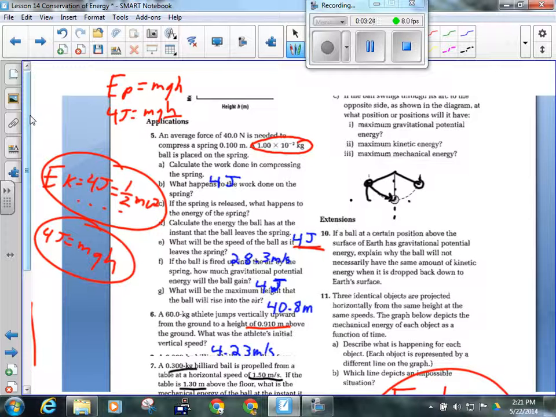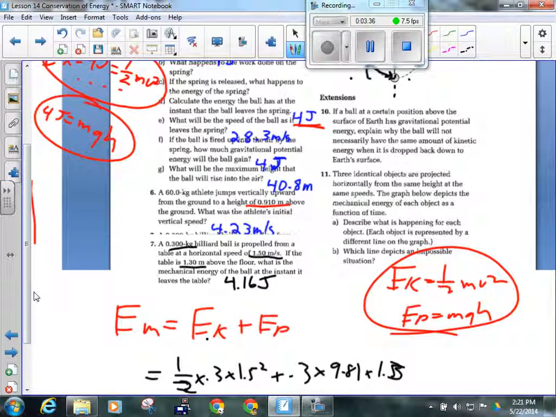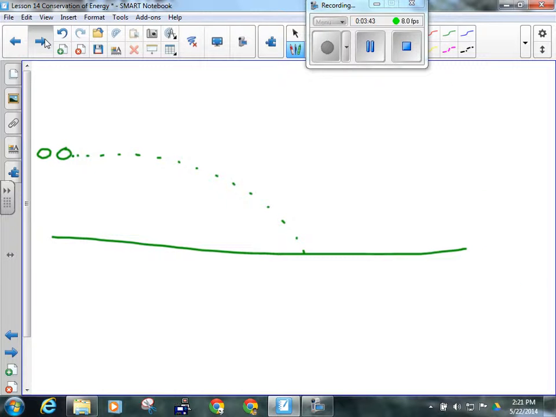And then maximum mechanical energy, that's always the trick question. That is everywhere. It has the same amount of mechanical energy everywhere. We're going to skip over those. We've kind of talked about those already.